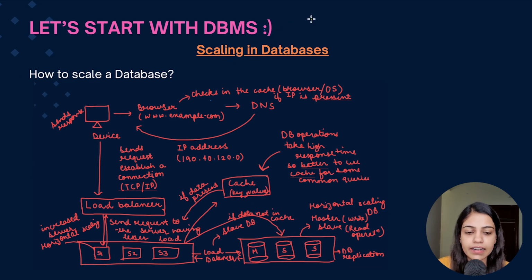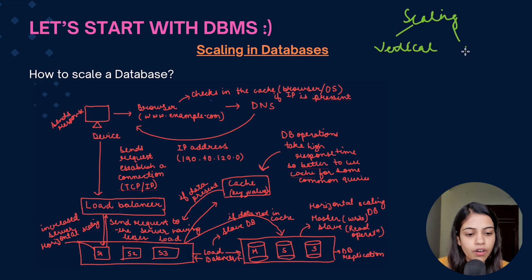So how can we scale our databases? There are two types of scaling. The first one is vertical scaling and the second one is horizontal scaling.